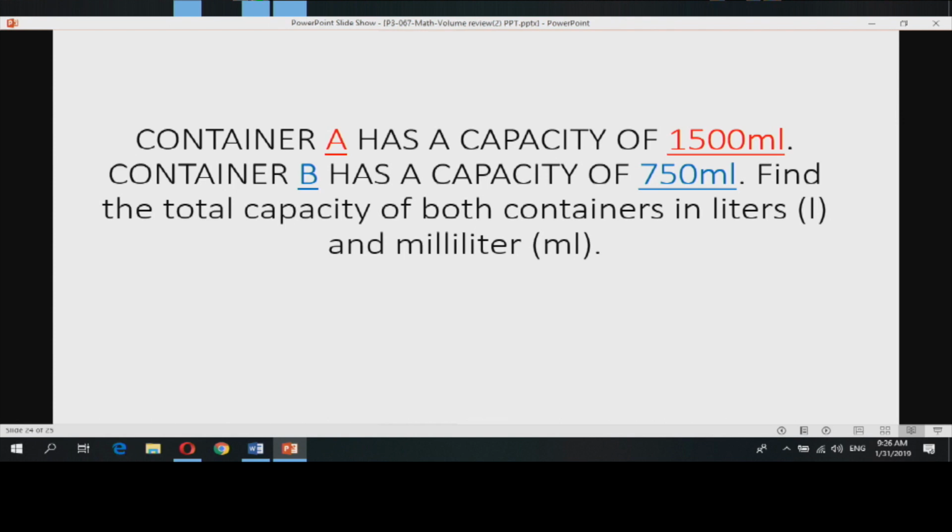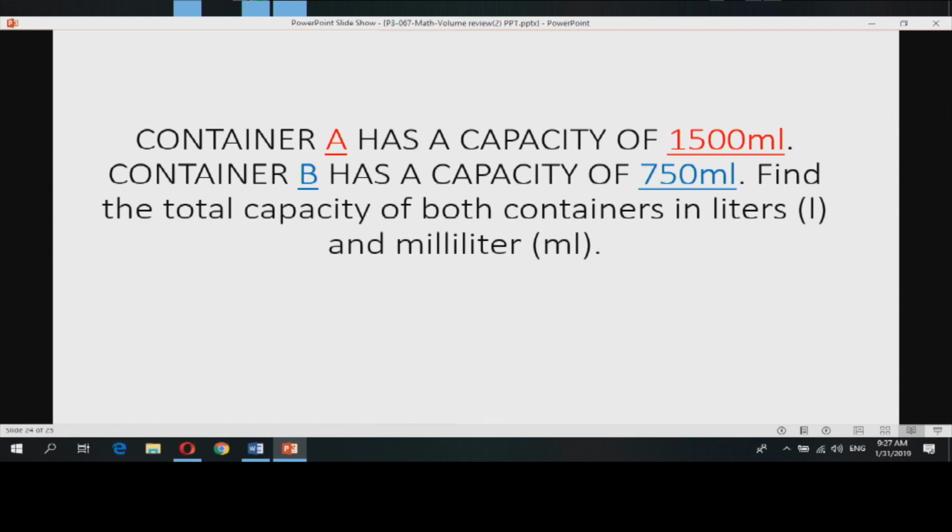Container B has a capacity of 750 millilitres. What's our total capacity of both? Addition, yes. What do we do? You have an answer? 1,500 plus 750.